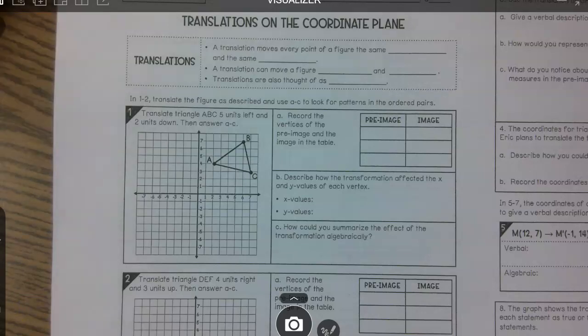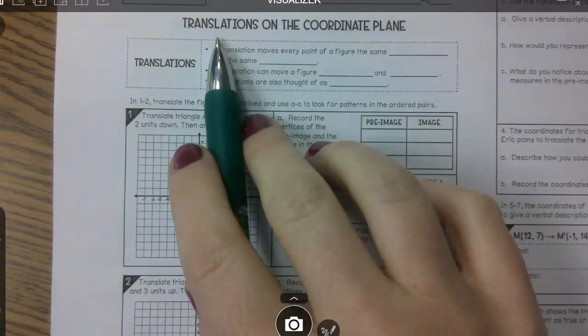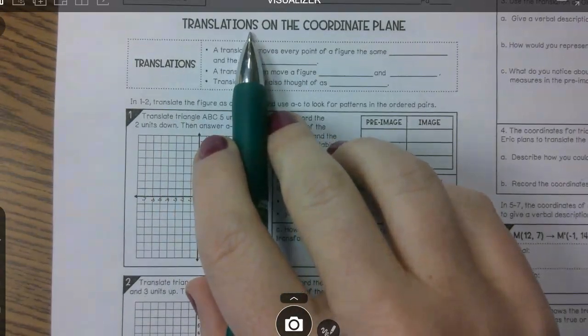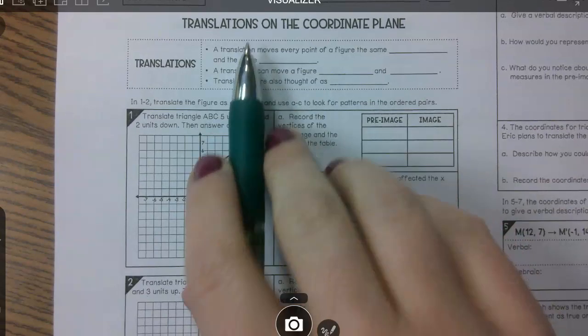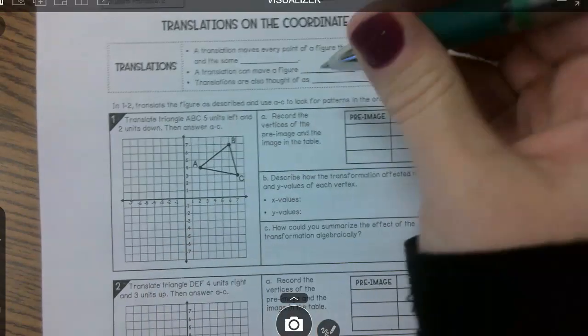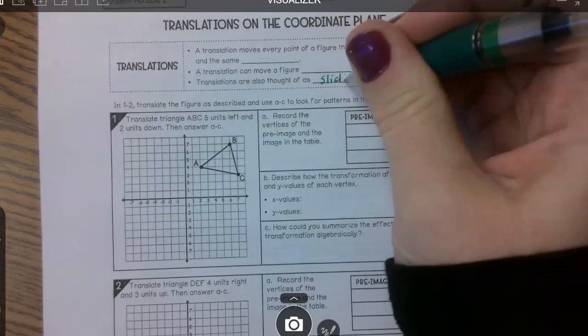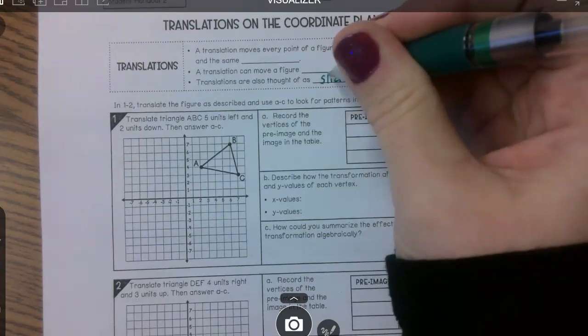Okay, now that we know all about the different types of transformations, we are going to go through each type individually and get more in depth and more familiar with the concept. Today, we are going to be talking about translations. If you remember from yesterday, a translation can be thought of as a slide, where we took an image and we slid it from one place to another.